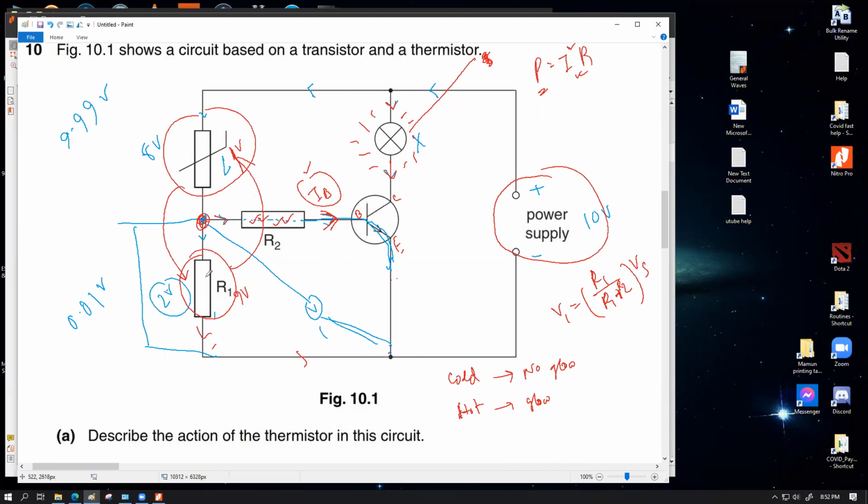If we swap out these two components, then in cold environment it's going to be 8 volt and 2 volt, which means there would be 8 volt available through here. So large current can pass through the IB branch. It will glow.